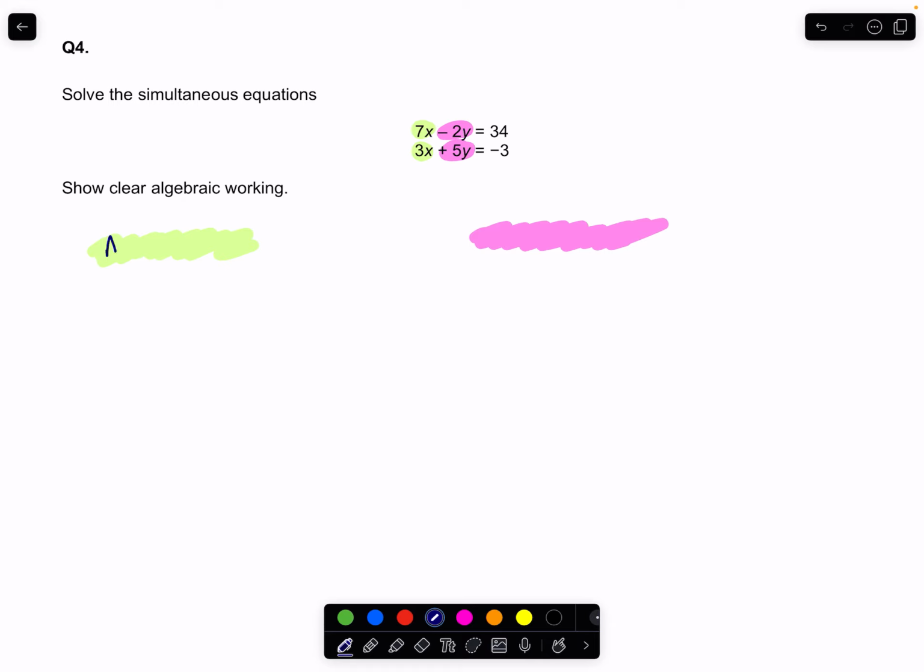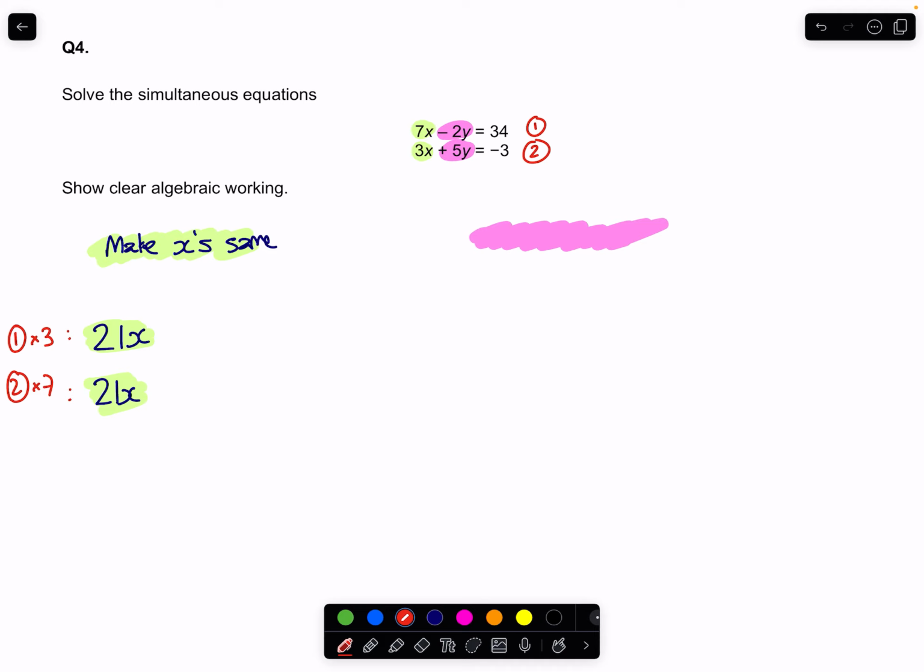So if we're looking to try and make the x's the same, we'll look at what 7 and 3 both go into, which is 21. So 21x is what we will want for both of our x terms here. In order to make that happen, we would need to have multiplied equation 1 by 3 and multiply equation 2 by 7. So technically, this is what we would have to do to each equation in order to get our 21x's.